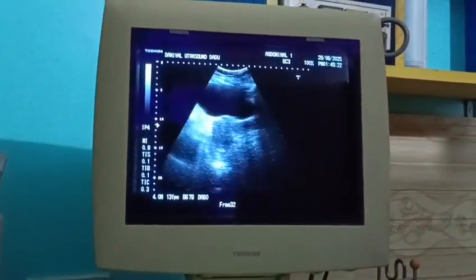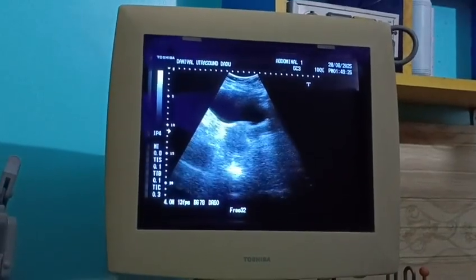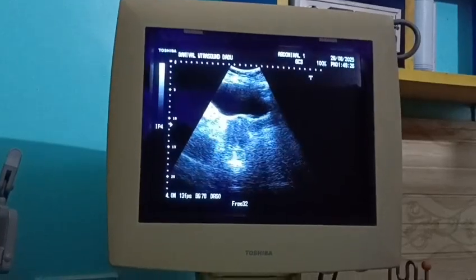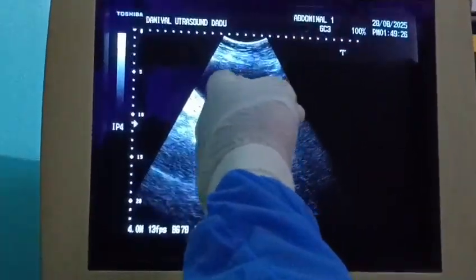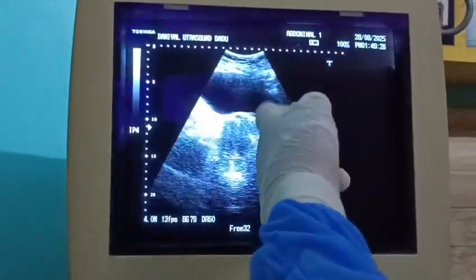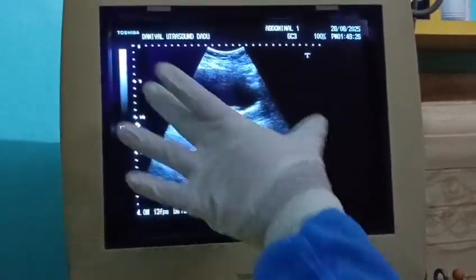So on ultrasound, here is the uterus. Actually, we have how we assess the uterus. There is an imaginary line which is drawn from the one end to the other end. Here is the imaginary line. We have to assess the uterine position according to that.